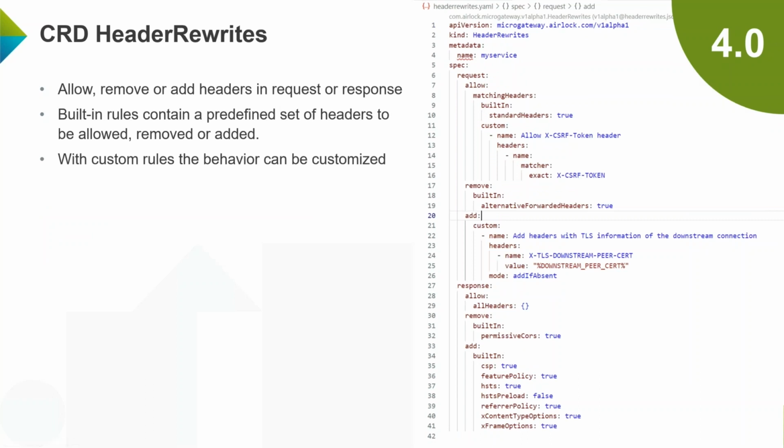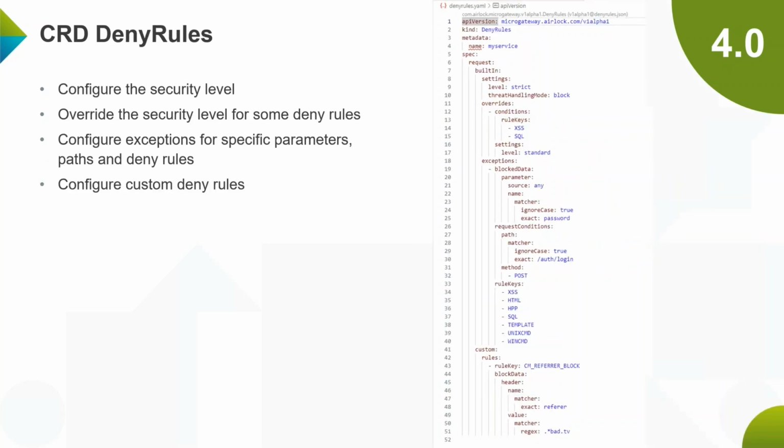Header rewrites is the configuration to say what kind of headers are allowed or should be removed or added to the request or response. As mentioned before, it is in fact the request action or response action you might be familiar with from the gateway. And obviously we have the DenyRules. You can configure globally the security level for the DenyRules, the threat handling mode, override the security level for certain DenyRules, and configure your exceptions you might have for certain parameters on the HTTP methods and for which DenyRules it applies. Last but not least, it is also possible to configure custom DenyRules as well.